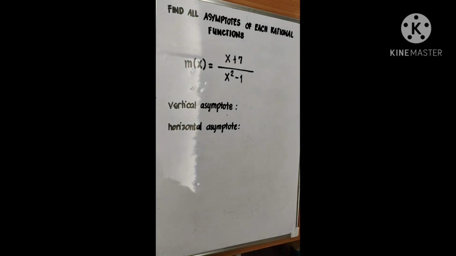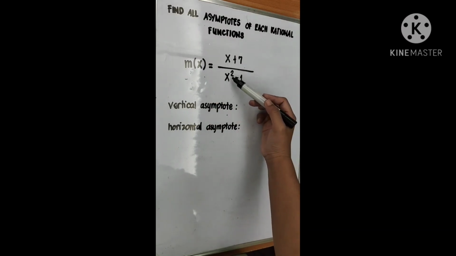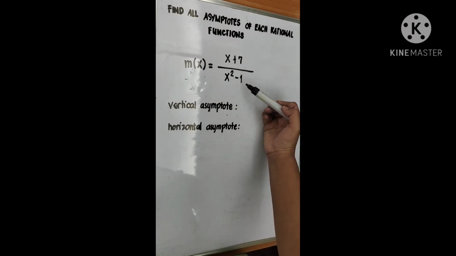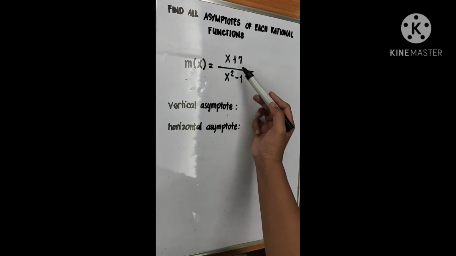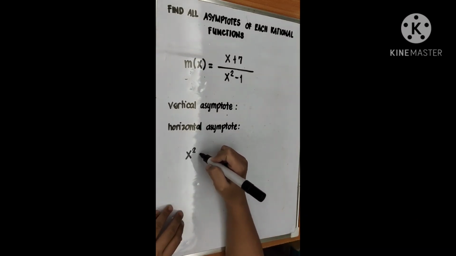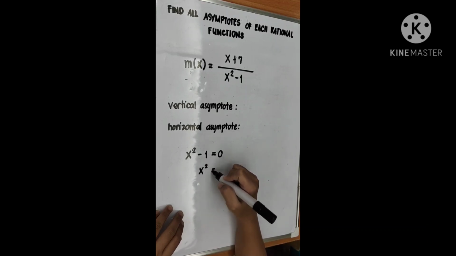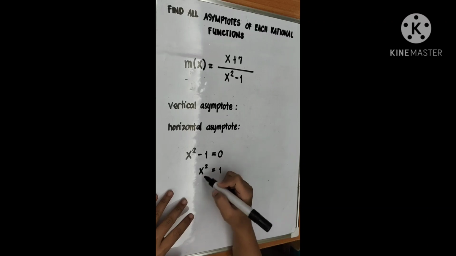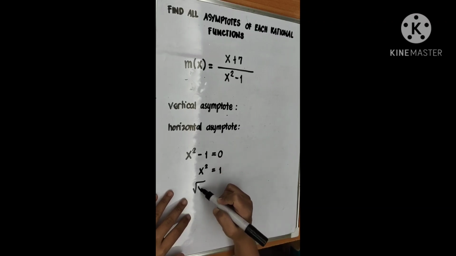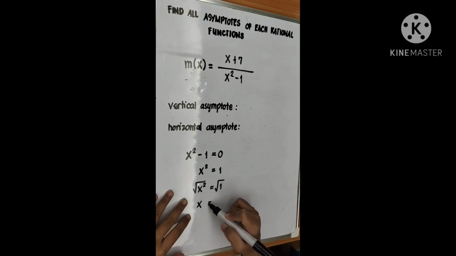For the second example, we have m of x is equal to (x + 7) over (x squared - 1). So to solve for its vertical asymptote, again, we will need the denominator and we will equate it to 0 and solve for x. The denominator is x squared minus 1. Equating it to 0, x squared is equal to 1. Since we need to solve for x, the square root of x squared is equal to the square root of 1. And so x is equal to positive and negative 1.